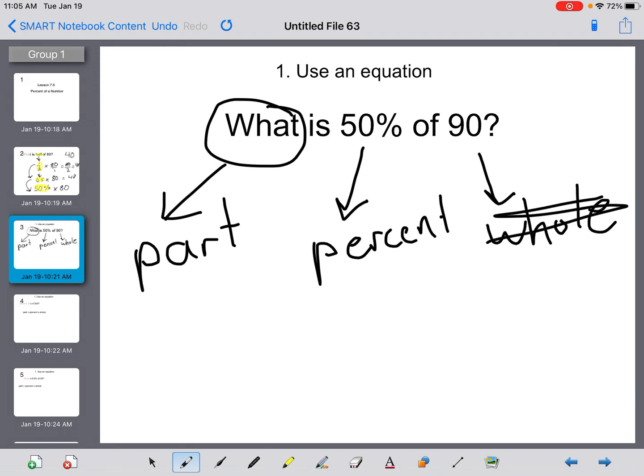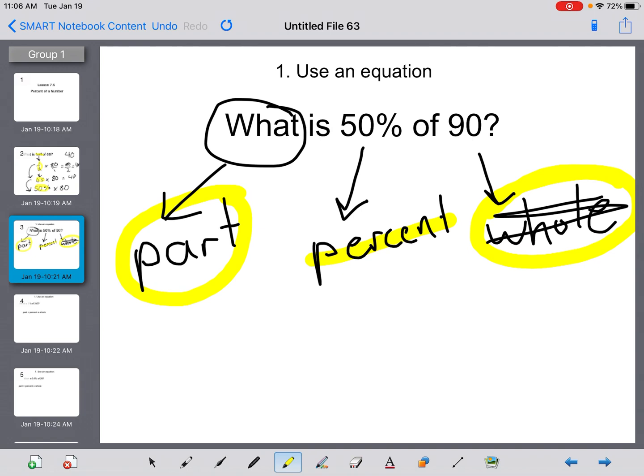So I'm saying if I have this whole number, oops, I didn't mean to cross it out. I meant to highlight it. If I have this whole number and I want to know 50% of it, that's what I'm trying to figure out. What is 50% of that whole number? Okay, so in this case, I'm doing what is 50% of 90?